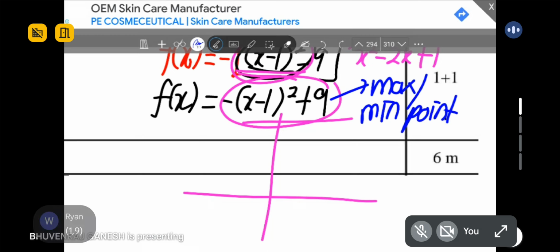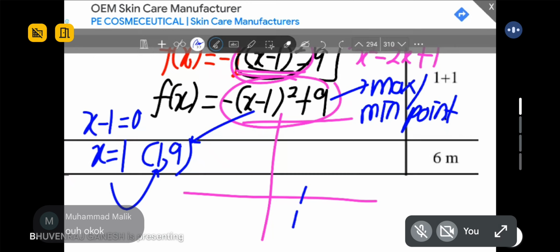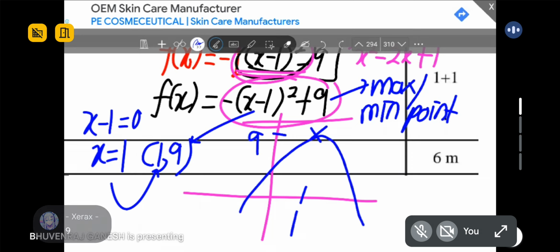Yes. Ryan correct. Okay, the answer is (1, 9). Okay. So (1, 9). Can you see guys? Because x minus 1 equals 0. So x equal to 1. That's why you get the 1 here. Can you see? Dapat tak? So that's why you have 1 here. You have 9 here. This is the maximum point. So your graph can be something like this lah. Contoh. Okay, this is just an example.